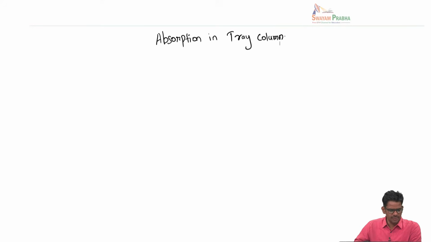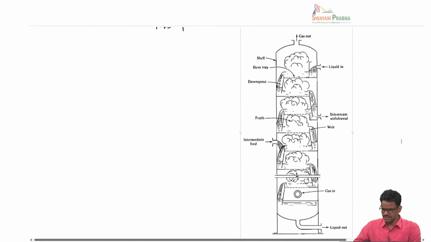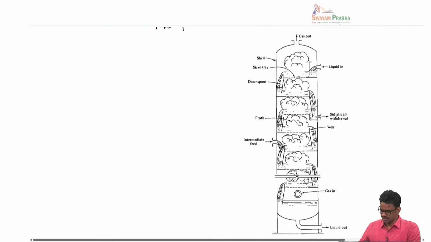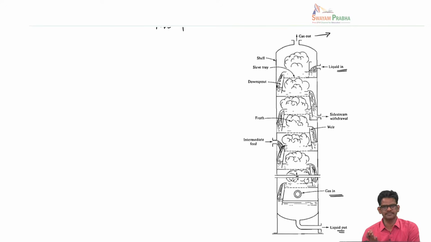Okay, so let me show you this tray column. This is a schematic of a tray column. It is basically a tall vertical tower. The gas goes in at the bottom of the tower and then leaves at the top, very similar to a packed bed column. Similarly, liquid enters at the top and then leaves at the bottom. So in terms of the input, output and flow conditions, they are very similar to a packed column overall.